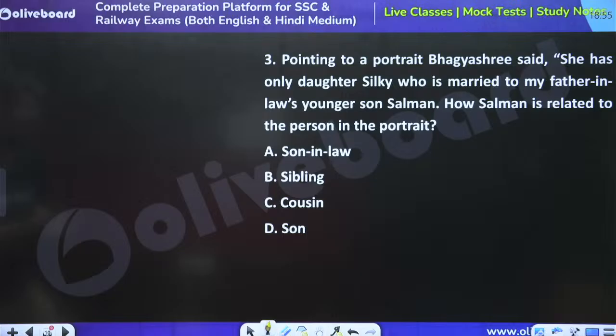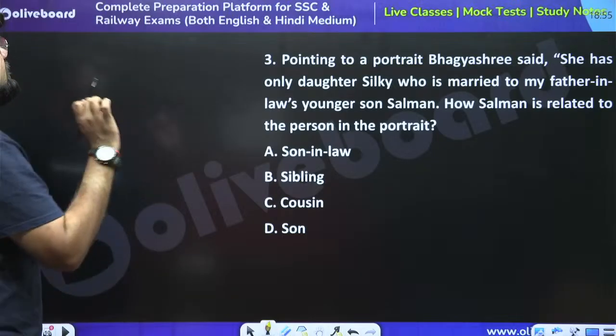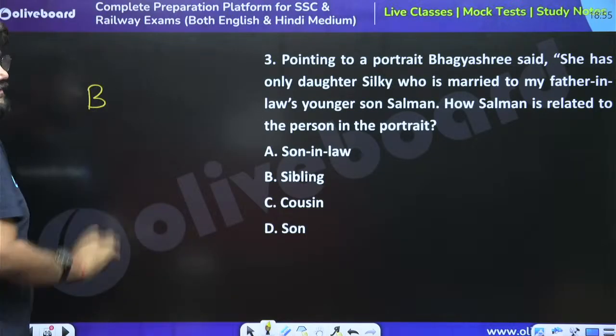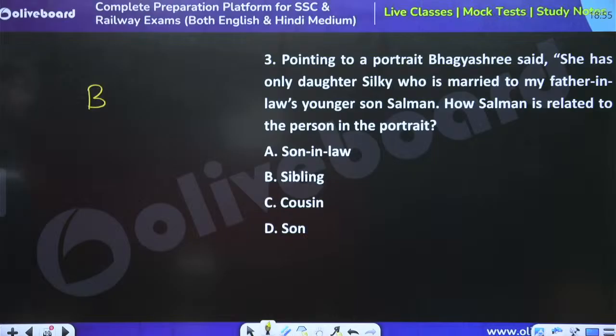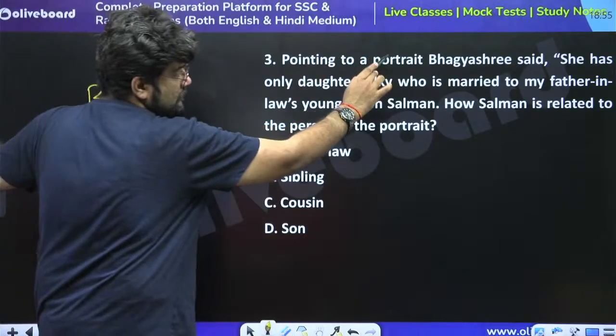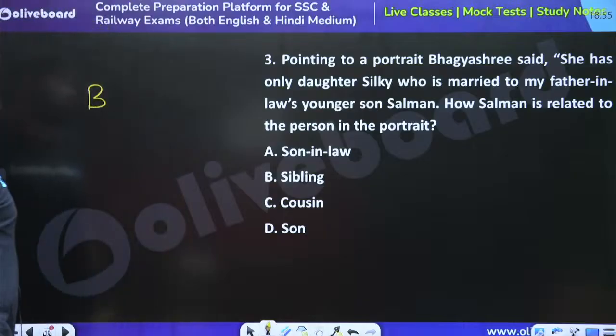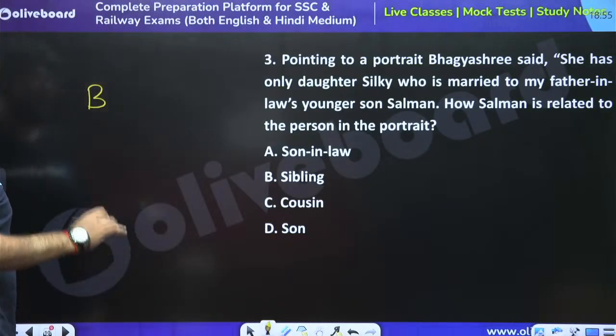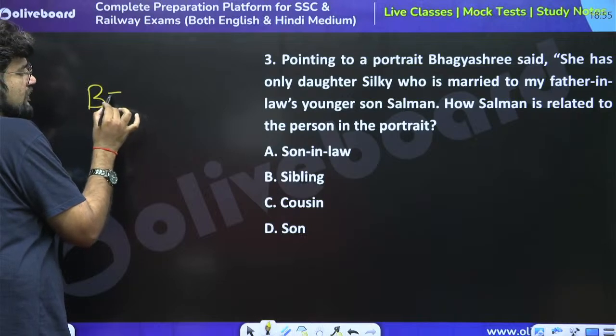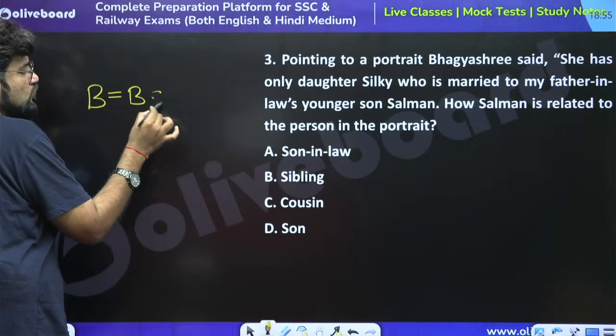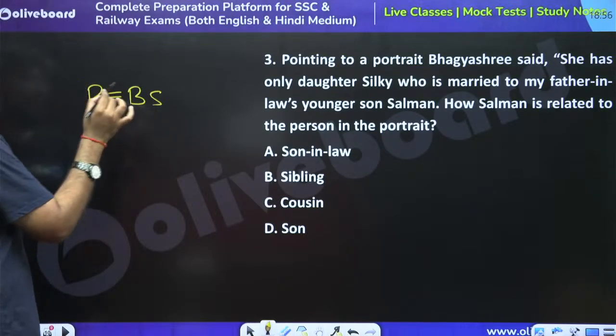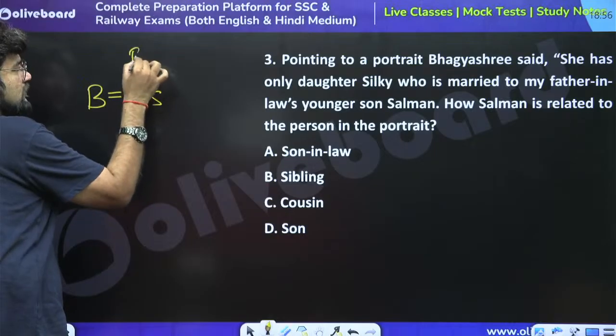Okay. So, pointing to a portrait, Bhagyashri said. So we start from Bhagyashri. We don't know whether it's a female or a male. She has only daughter. So she is the person in the portrait, not Bhagyashri. She has only daughter Silky, who is married to my father-in-law. So Bhagyashri, we have married to Bhagyashri's spouse. We don't know who is the husband, who is the wife. Bhagyashri's spouse's father is Bhagyashri's father-in-law.